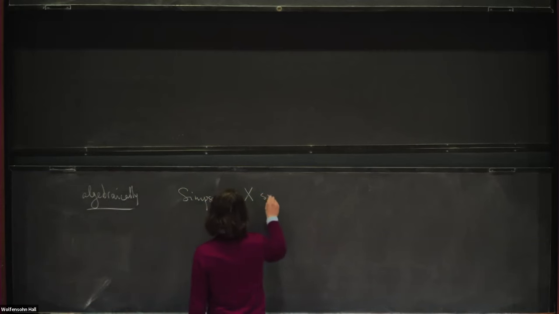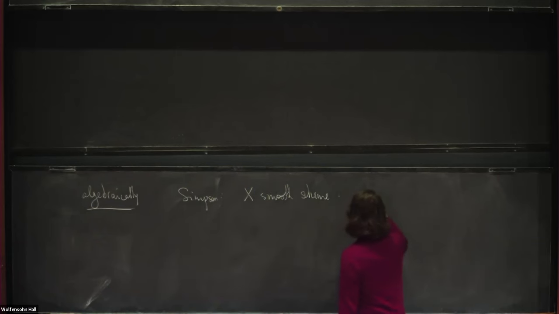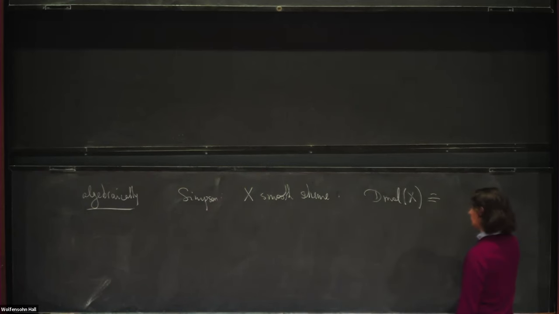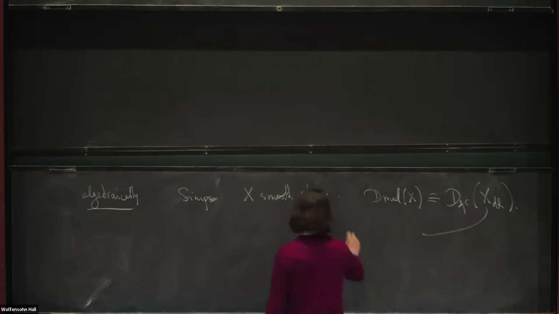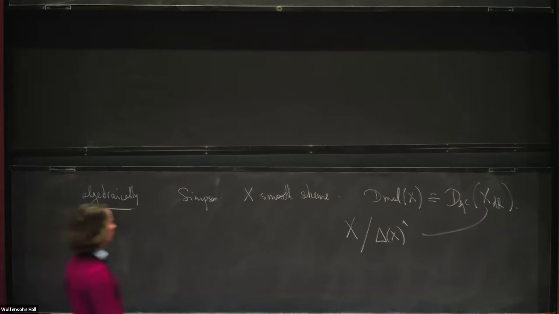When X is a smooth scheme, then the category of D-modules on X, or the derived category of such, is just the derived category of quasi-coherent sheaves on the de Rham stack of X, where this is the quotient of X by the formal completion of the diagonal of X as an ind-scheme. So like the ind-scheme of all infinitesimal neighborhood thickenings of the diagonal, which gives you some equivalence relation on X, and you can formally pass to the quotient in some world of stacks.